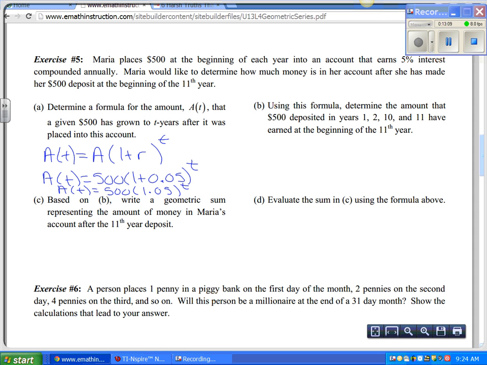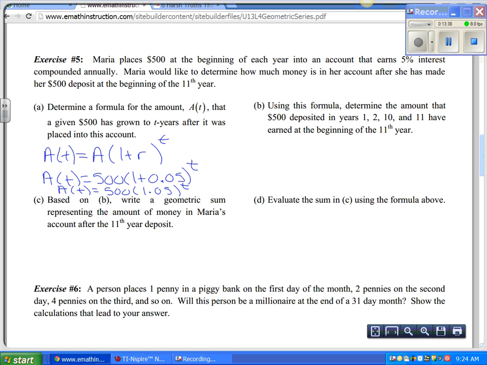And this is geometric, is it not? I've got a starting value, A sub 1, times a common ratio, 1.05, raised to the number of terms, or in our case, the number of years. Okay? All right, so using this formula, determine the amount that $500 deposited in year 1, 2, 10, and 11 have earned at the beginning of the 11th year. Does that make sense?